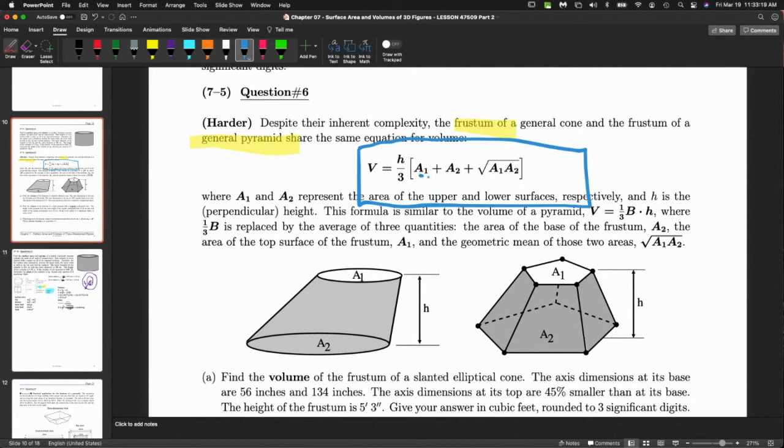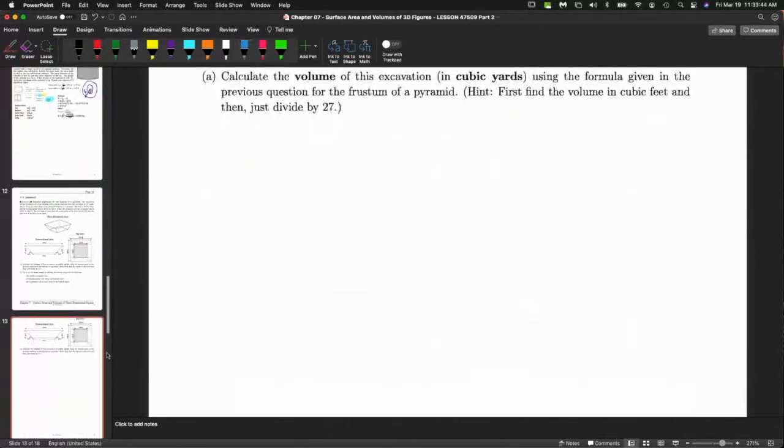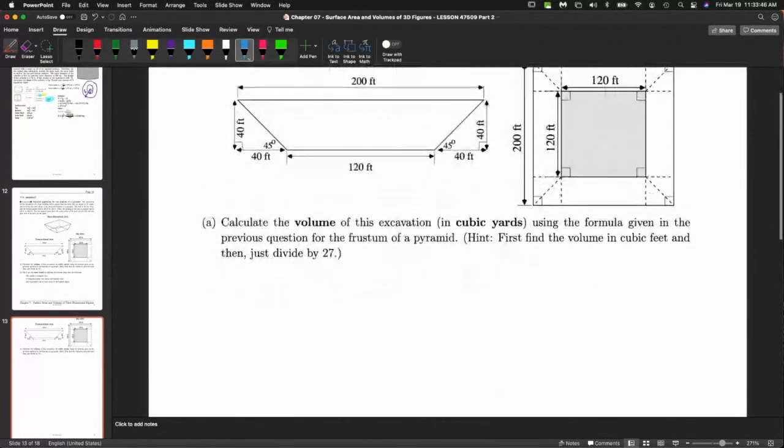And all you need is the area of the bottom and the top. It doesn't matter which one is which because as you can see, they're added and multiplied here. So the index 1 and 2 doesn't matter. You can have area 1 and area 2 or area 2 and area 1, etc. And also you need the height of this frustum of a pyramid. So I'm going to take that formula and we're going to just steal it and solve the question. Here's the question, part A.